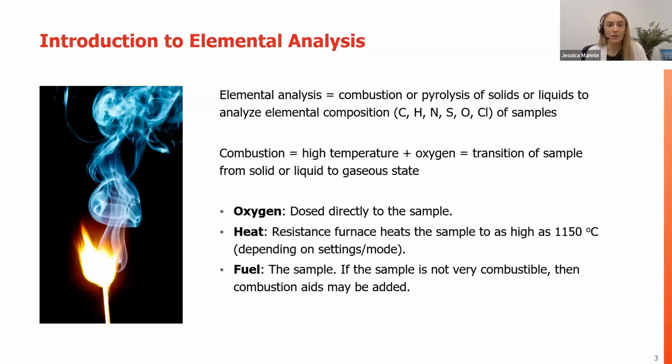We get the oxygen, which is dosed directly onto the sample from an oxygen cylinder that sits on the side of the auto sampler. The heat itself comes from a resistant furnace. So depending on the settings, the mode, the analyte you're looking to quantify, there can be different temperatures used. And of course, the fuel itself is the sample. If the sample is not very combustible, we can add combustion aids. We won't get too far into that today since we're typically working in the organic space.